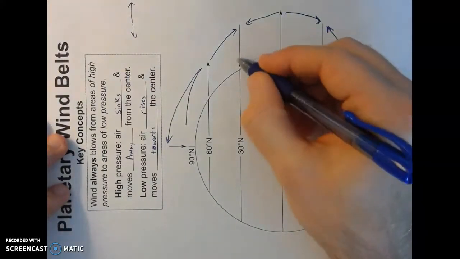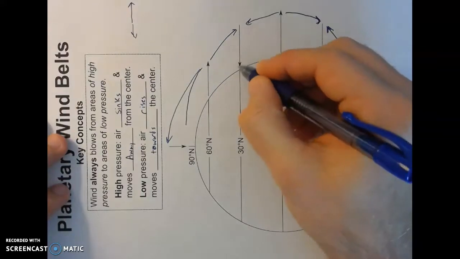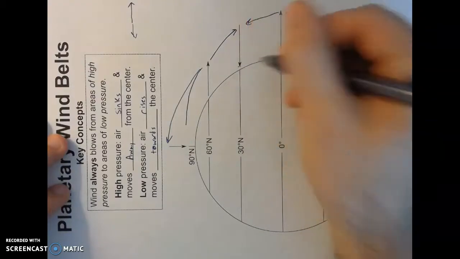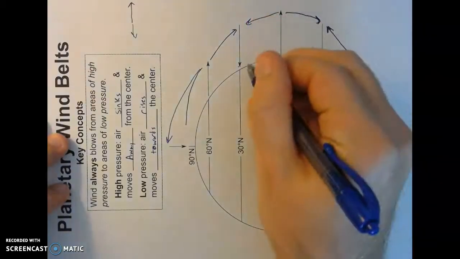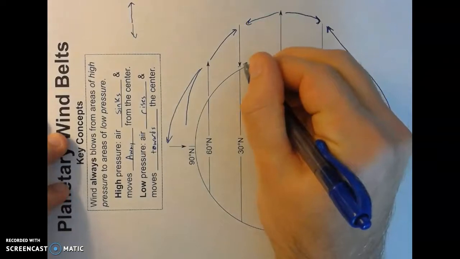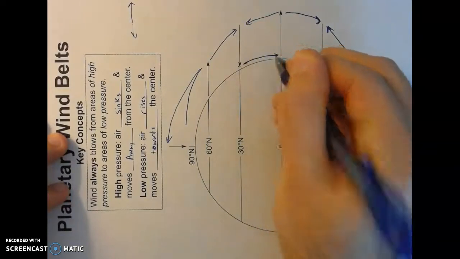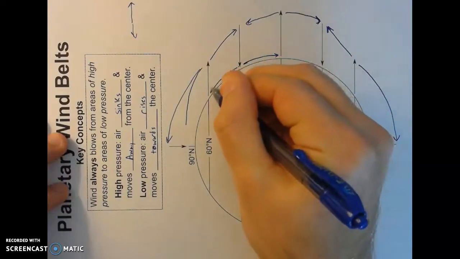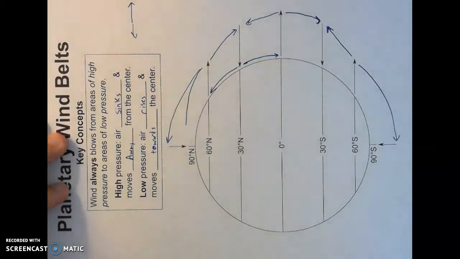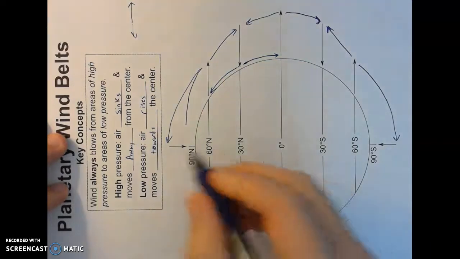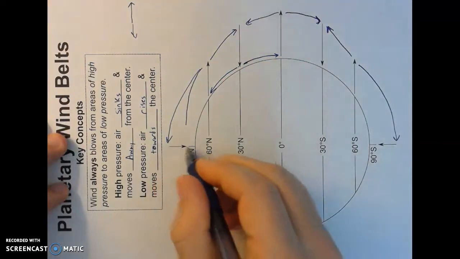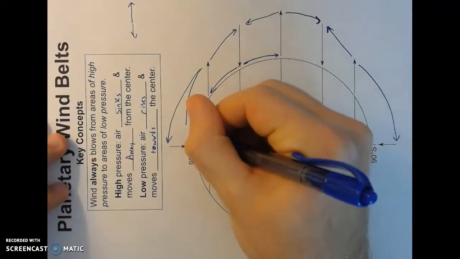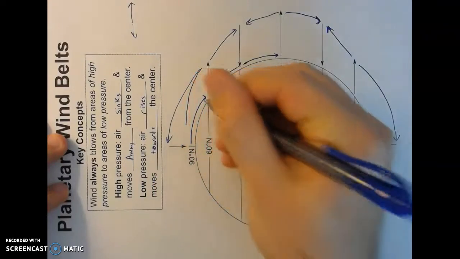So at 30 degrees north, we have sinking air. Remember, sinking air is high pressure, and then the air moves away from that. So the winds are going to go from 30 degrees north down towards the equator. They're also going to spread northwards towards 60 degrees north. Okay, at the North Pole, we have sinking air. So air is going to move from 90 north down to 60 degrees north.